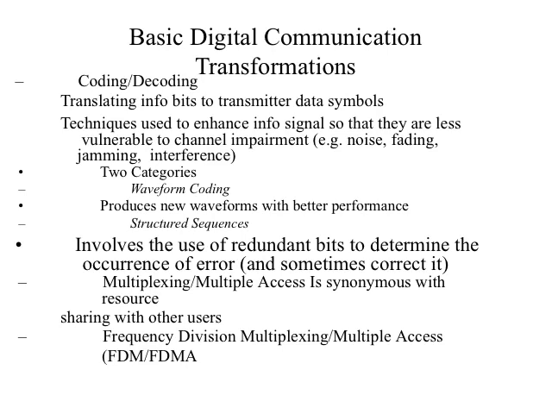Now, coming to the third transformation block, which we call coding and decoding. This translates information bits to transmitter data symbols. These are techniques used to enhance information signals so that they are less vulnerable to channel impairment. Channel impairment means noise, fading, jamming, interference. These are some of the channel impairments that can degrade the signal.